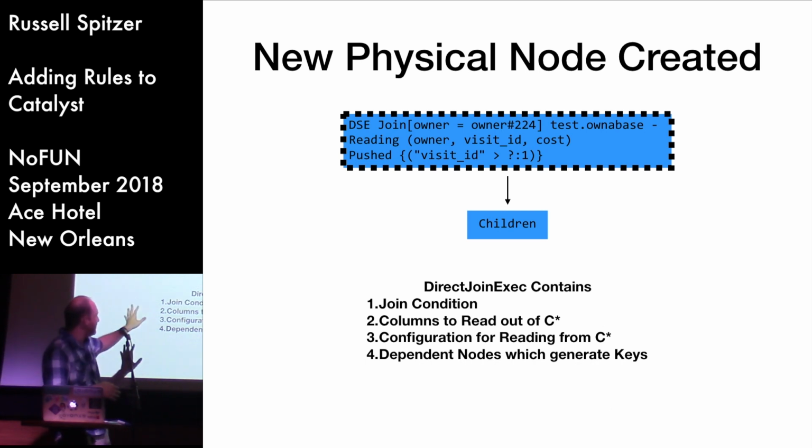So it basically needs a couple things. It needs a join condition because we still need to know which keys we're pulling out. We need to know which columns we're reading out of Cassandra. We need to know how to configure that reading, because reading from Cassandra might require authentication, or it might require other parameters or throttling or things like that. And we also have to have a dependent set of nodes beneath this which actually generate those keys, because this node doesn't generate keys, it just takes keys and, using those keys, pulls out rows from Cassandra.